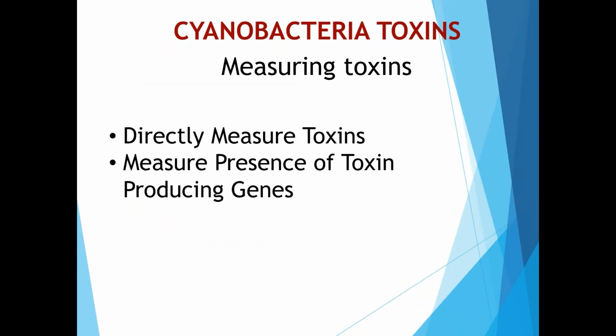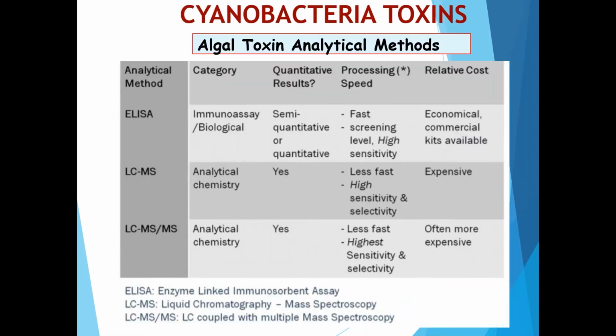So when you think about measuring toxins, you have a couple of choices. You can directly measure the toxins, or you can measure the presence of toxin-producing genes, and that's assuming that you already know that you have a potential toxin producer there, which you really need to know for both of these methods because you'll spin your wheels a lot if you don't. So your choices on analytical methods are mostly ELISA, LCMS, and LCMSMS, and there's also GCMSMS.